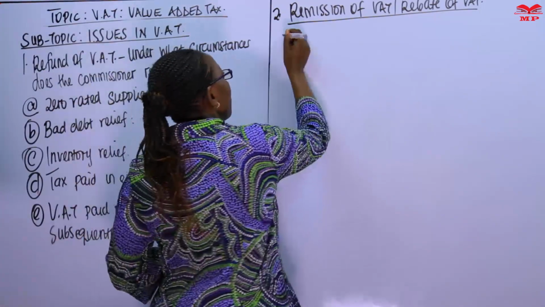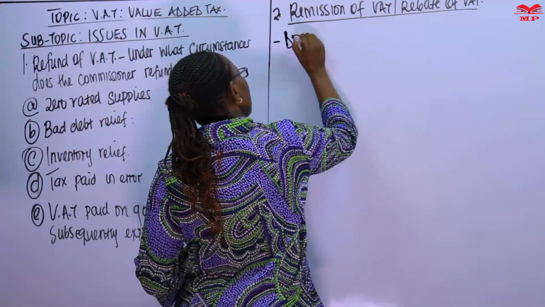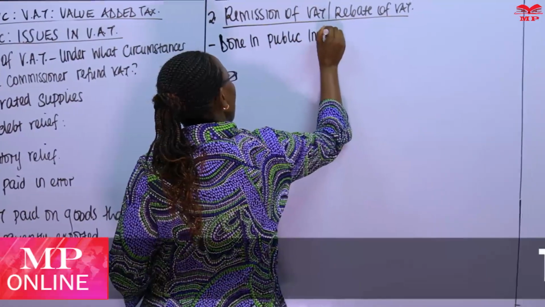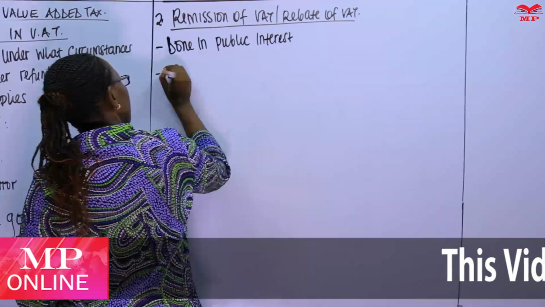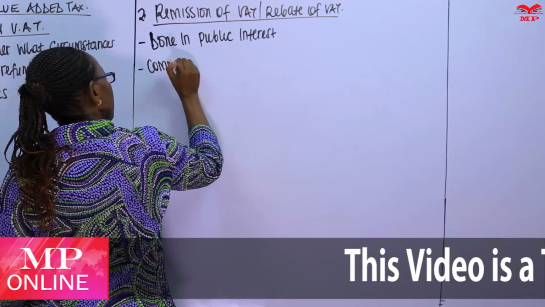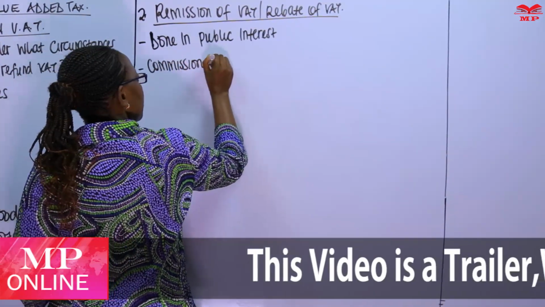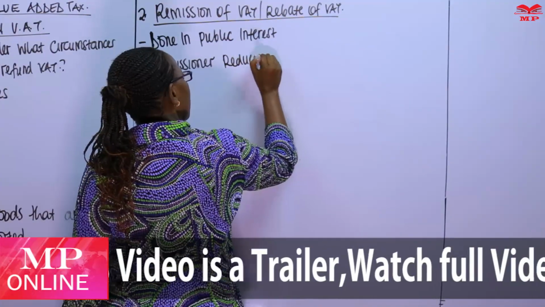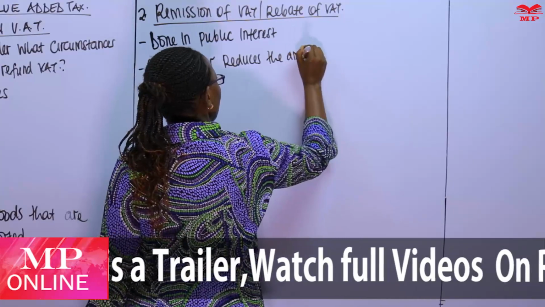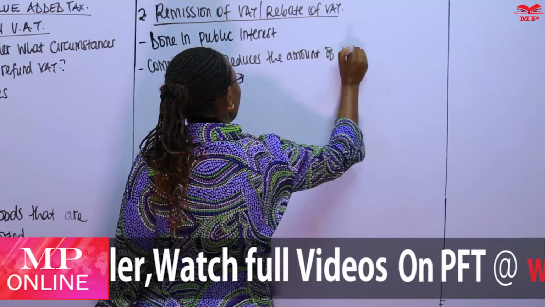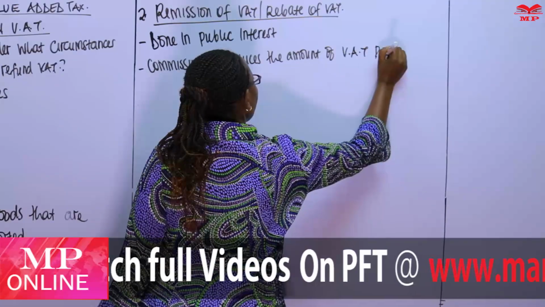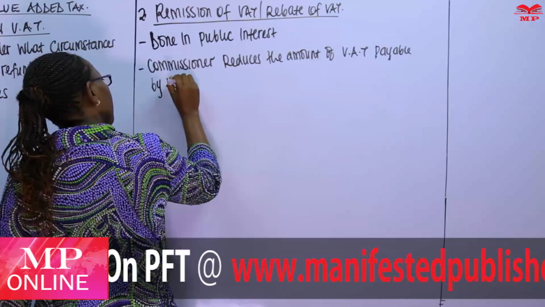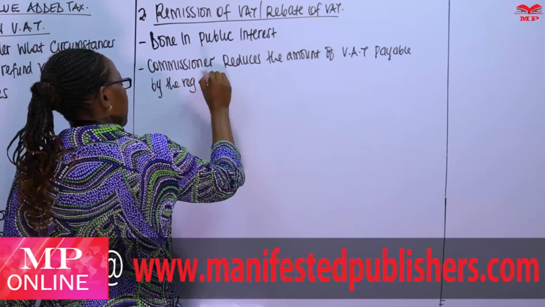That's the key thing. So remission is done in public interest. The Commissioner, with reasons, reduces the amount of VAT payable by the taxpayer or by the registered person.